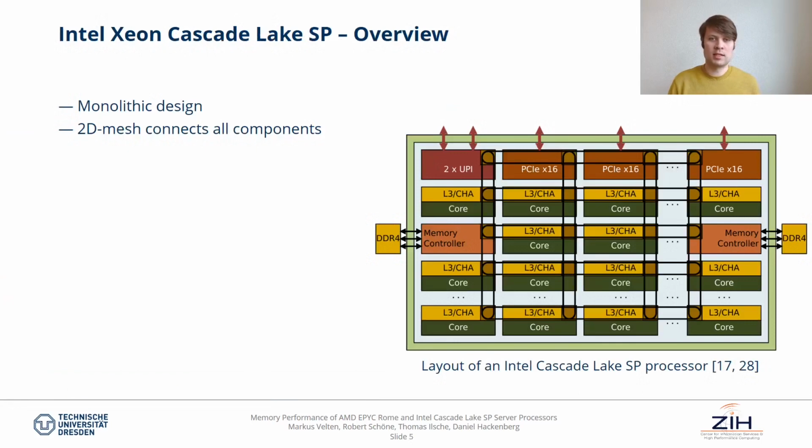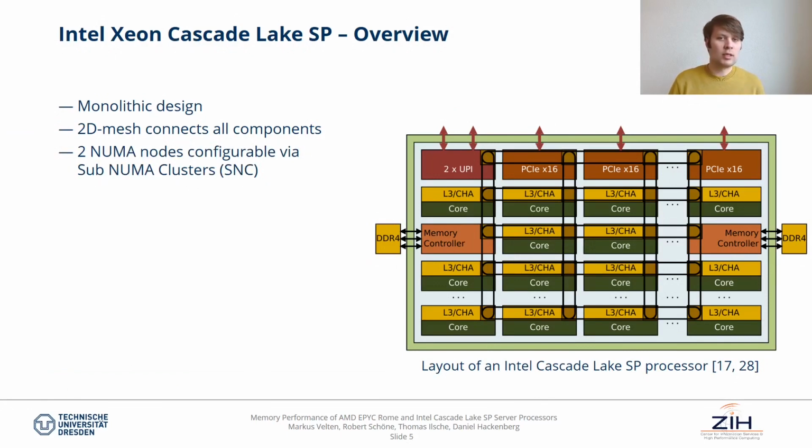The Intel design is a monolithic one, using a 2D mesh that connects all components. This design is not necessarily a NUMA design, but can be configured to expose 2 NUMA nodes to the operating system via sub-NUMA clusters. We have up to 28 cores and a MESIF coherence protocol with states modified, exclusive, shared, invalid, and forwarded. The system has 6 memory channels in total.